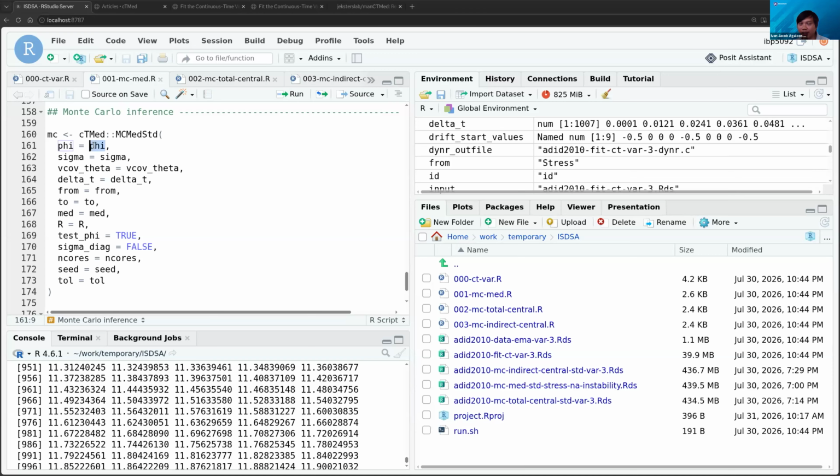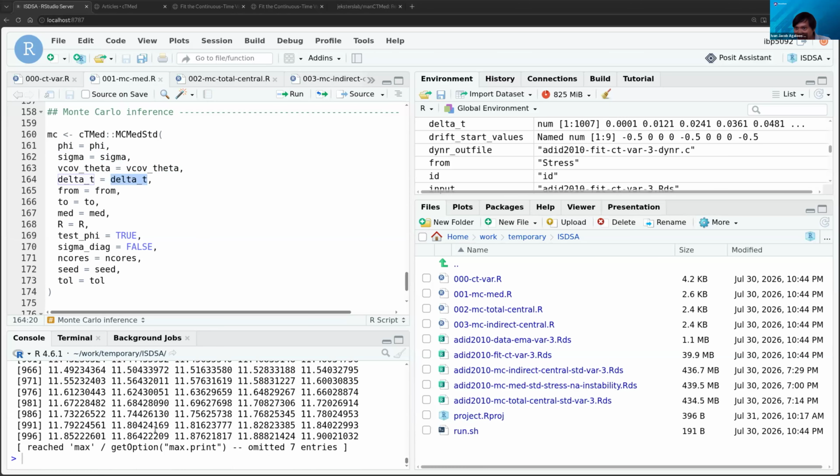Again, you have the drift matrix, you have the diffusion matrix, and you have the sampling variance covariance matrix of the drift matrix and the diffusion matrix. I'm using the delta t that we created, this 1,000 plus vector. The important thing from the path specific perspective is you have to specify where the effect is coming from and where the effect is going to. So the to and from are always a single variable, but the mediator is either a single variable or many variables. You can have multiple mediators.